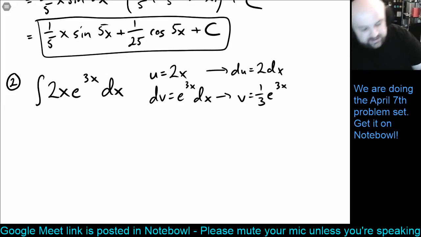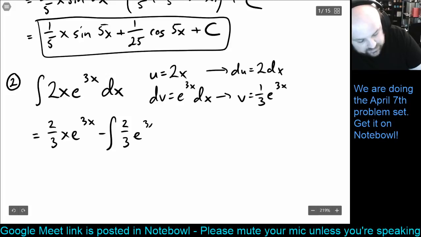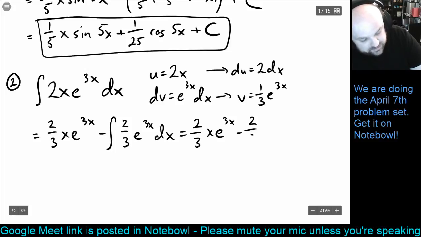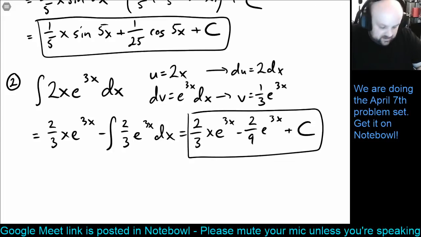So here's our u and dv. Let's go ahead and wrap this up. We'd get 2/3 x e to the 3x minus the integral of v du, which is 2/3 e to the 3x. So this is 2/3 x e to the 3x minus 2/9 e to the 3x plus c. That will be our integral. All right, hopefully that's not too bad.